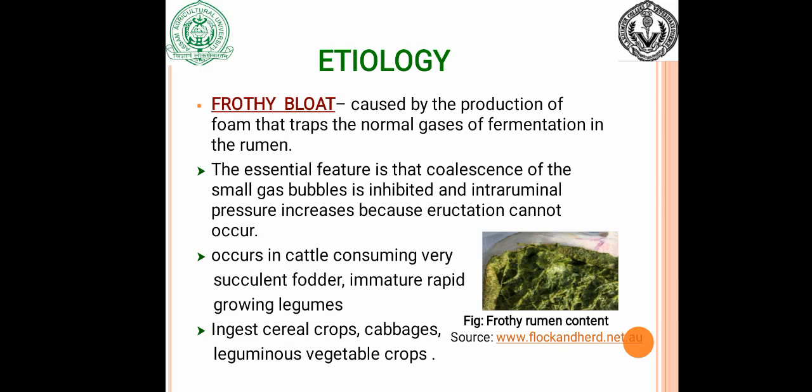Etiology. Frothy bloat is caused by the production of foam that traps the normal gases of fermentation in the rumen. The essential feature is that coalescence of the small gas bubbles is inhibited and intraruminal pressure increases because eructation cannot occur. It occurs in cattle consuming very succulent fodder, immature rapidly growing legumes. It also occurs in cattle which ingest cereal crops, cabbages, and leguminous vegetable crops.